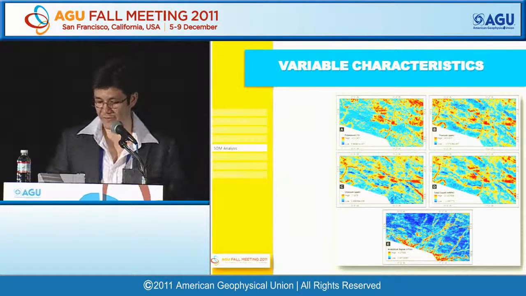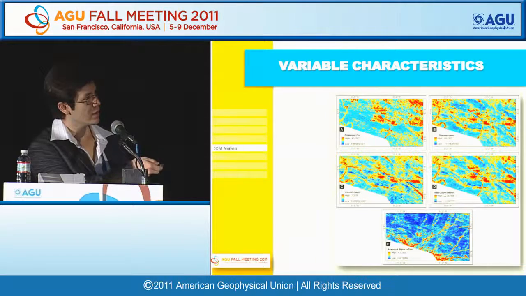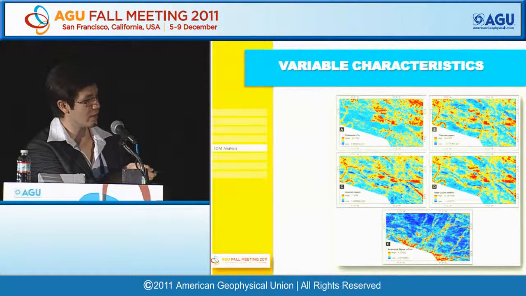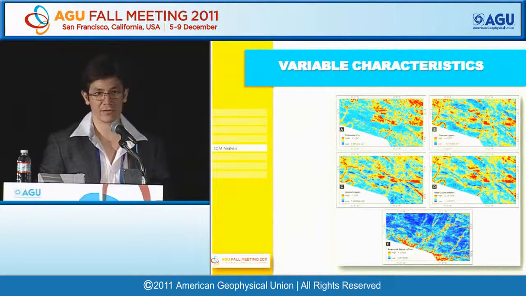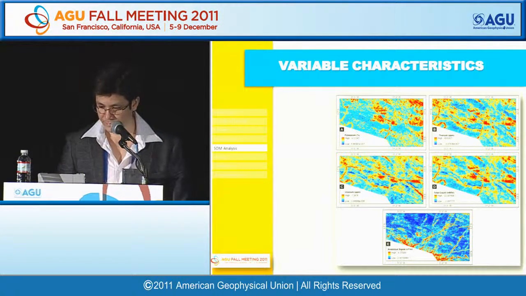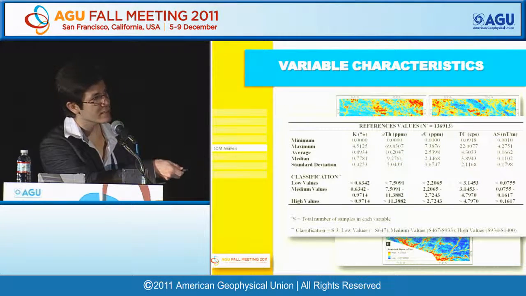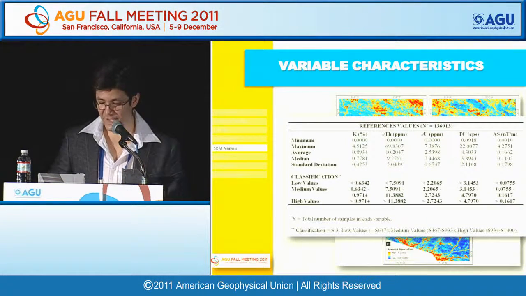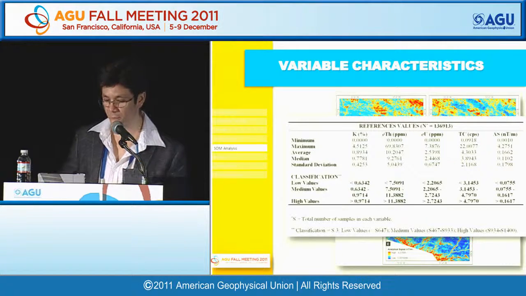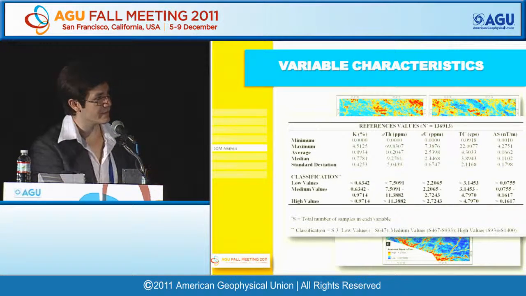This picture shows the variables used in the analysis. We have 5 geophysical variables: the gamma ray variables, potassium, thorium, uranium, and total count. And we also have the magnetic variable, the analytic signal. As reference value, we stated in the table the statistics of each variable that we can see here. And then, to classify the variables' values, we used the median principle and classified them as low, medium, and high.